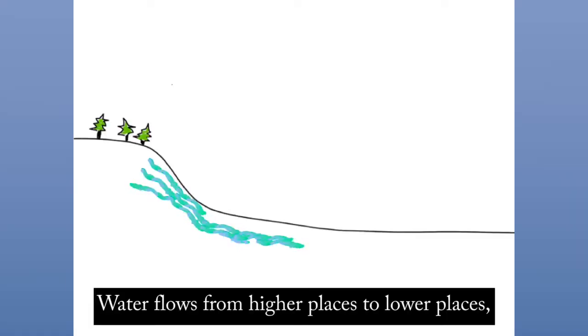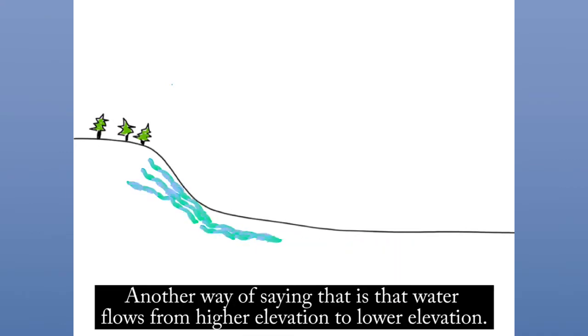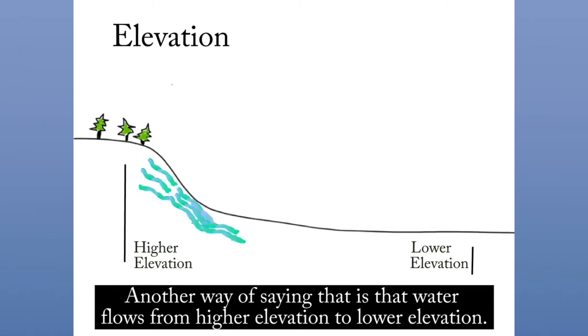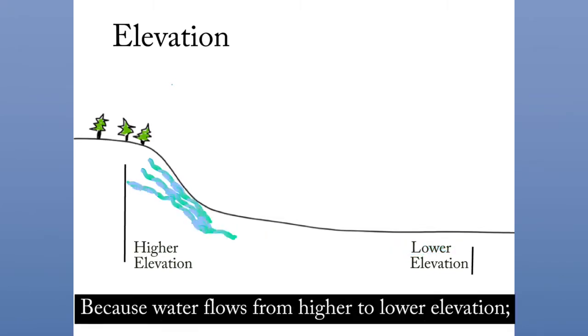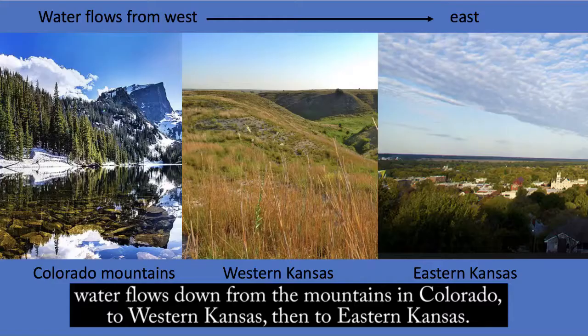Water flows from higher places to lower places. Another way of saying that is that water flows from higher elevation to lower elevation. Because water flows from higher to lower elevation, water flows down from the mountains in Colorado to western Kansas, then to eastern Kansas.